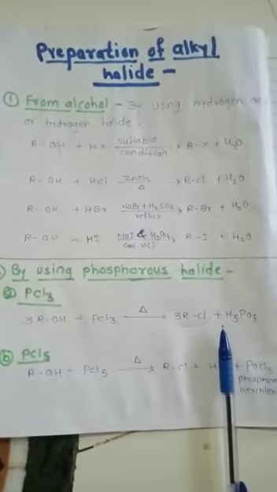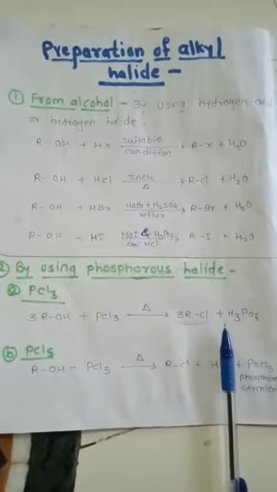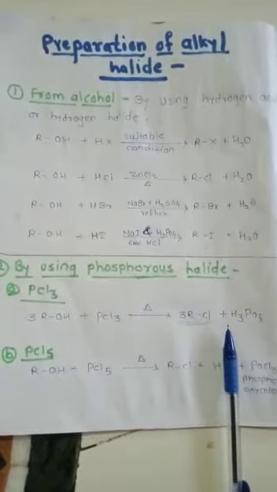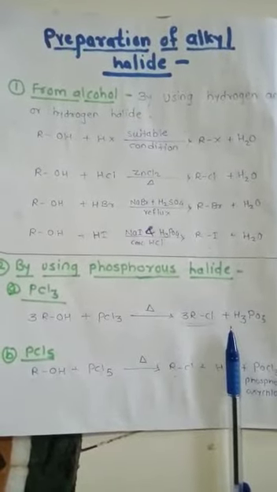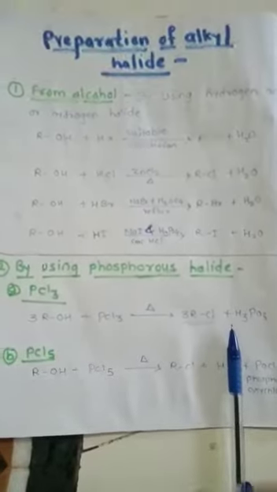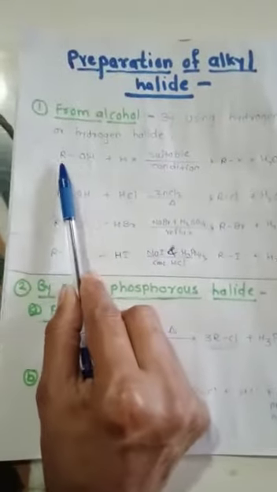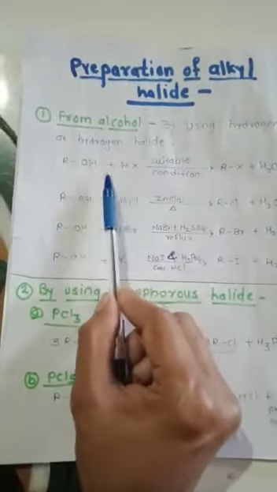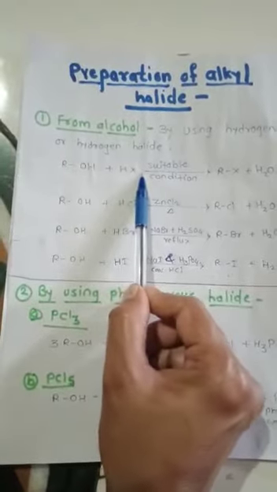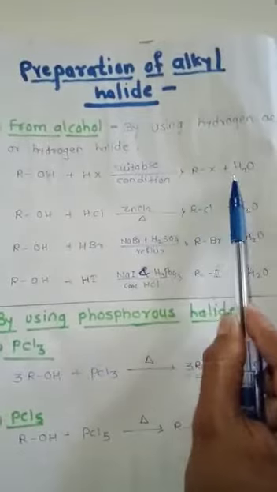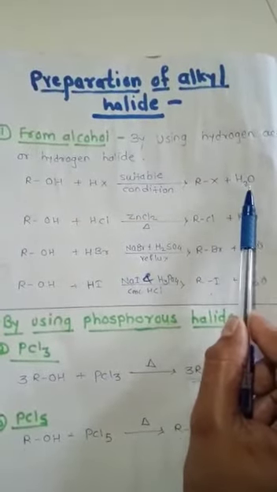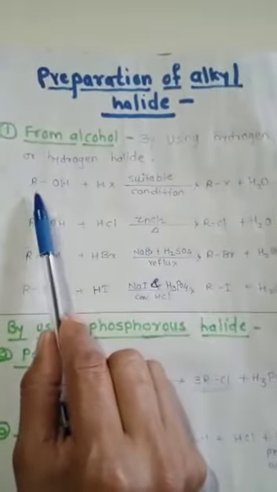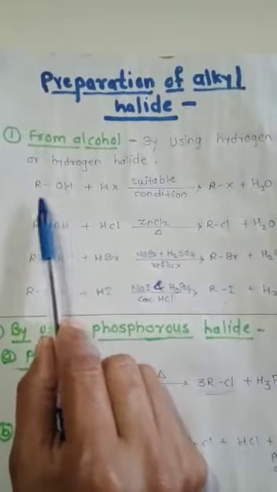See here, by using hydrogen acid or hydrogen halide we can get the alkyl halide. That means alkyl chloride, bromide or alkyl iodide. See here the general reaction: ROH plus HX. HX means hydrogen halide. In suitable condition we get RX and H2O, alkyl halide and a water molecule. ROH means the general formula of alcohol.